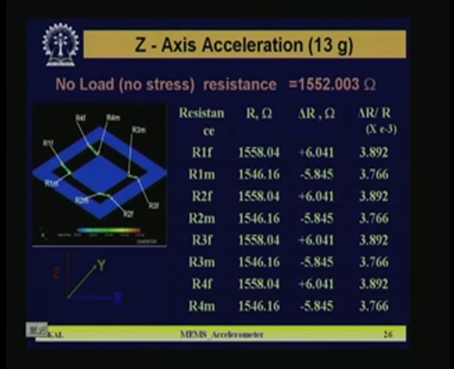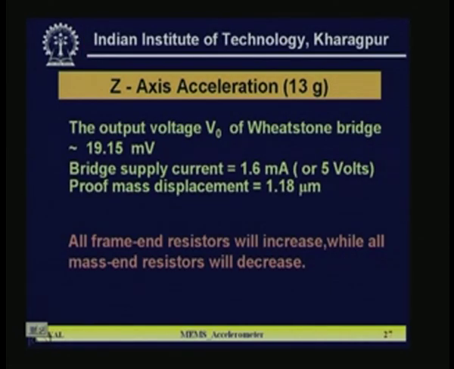But here is the change of resistance values for Z acceleration. The no-load resistance is 1.5 kilo ohm, and the resistances 1F, 1M are all in the same locations we used. You can see the delta R by R values: 3.892 for the frame end, and for all the mass end 3.766, here 2M, 3M is 3.766. So this is all a uniform change.